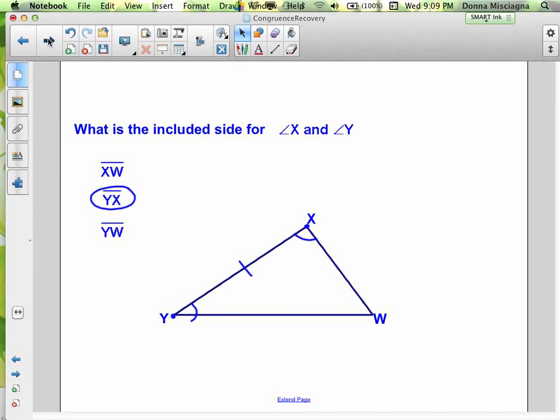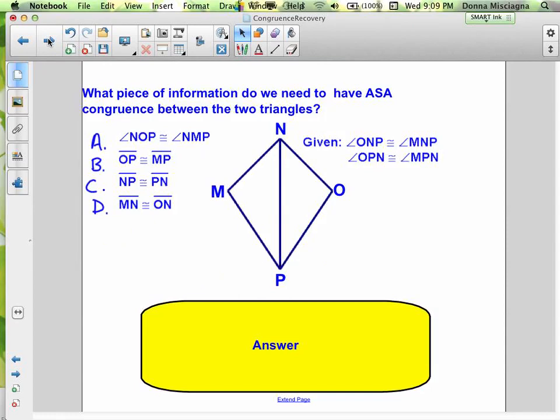All right, so let's look at the next problem, some more triangle congruence. Some of these we'll solve as a proof, and some of these are going to be a multiple choice question like this. What piece of information do we need to have angle, side, angle congruence between the 2 triangles? The first thing you want to do is mark your given information. Here we have information that we're given that's not on the diagram. That's your first step: put it on the diagram.